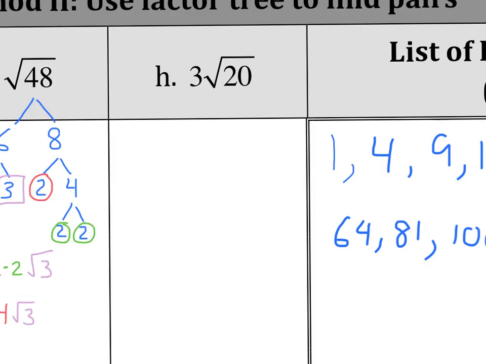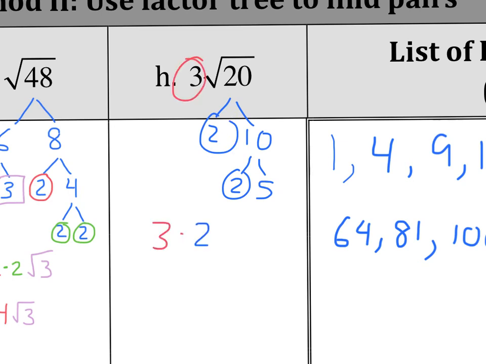Now to run through this in the same manner with a factor tree, here 2 and 10, 2 and 5. Notice a pair of 2's come out as a 2. This 3 comes down, still outside. This 5 stays in. And we end up with 6 radical 5 also.